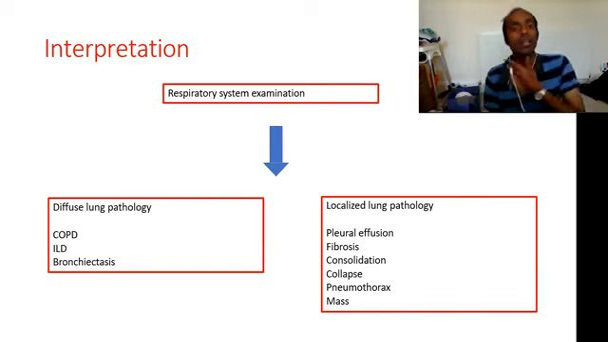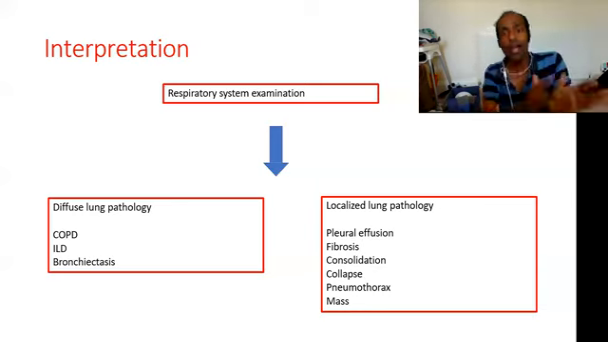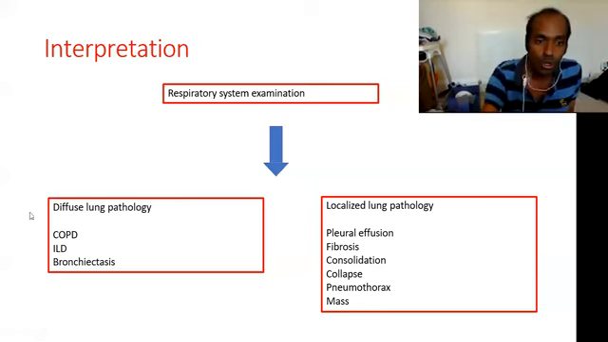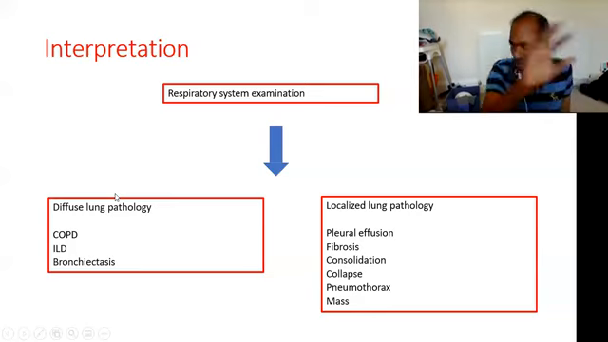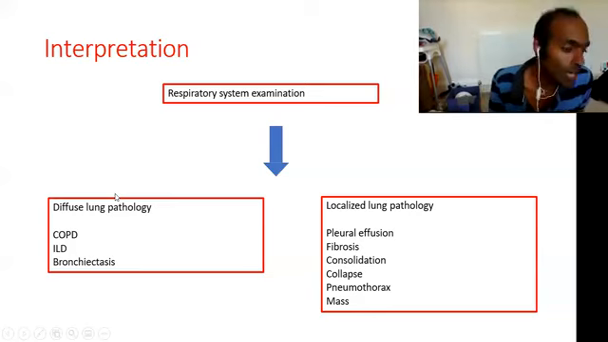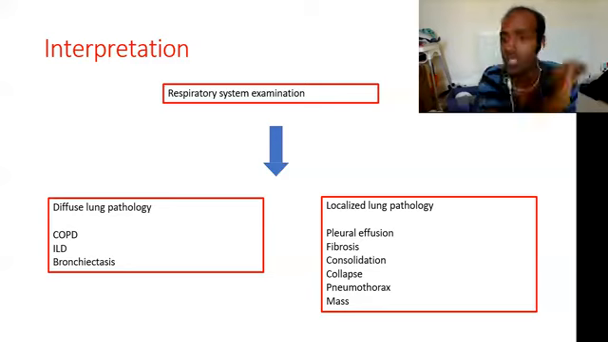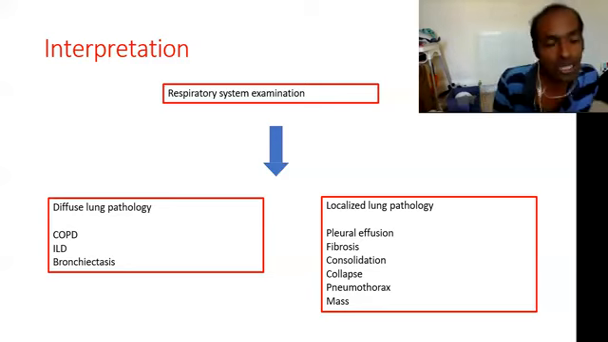Right. Then you can also look at this picture again. So we talked about the diffuse lung pathology. So write all these down about each disease. These are the key features to diagnose each of these 3 diseases.